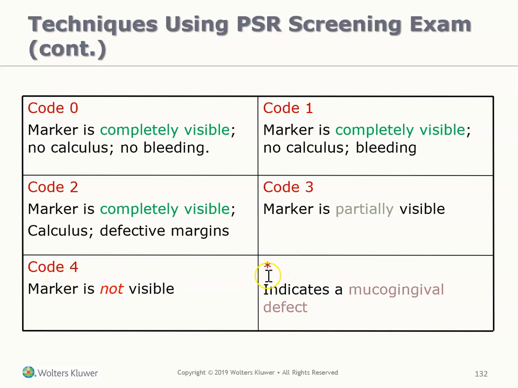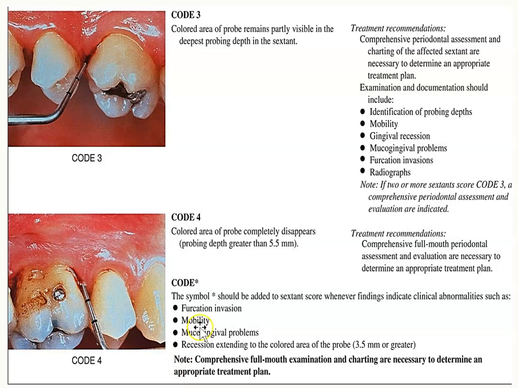When you put an asterisk, it means there's a mucogingival defect, and a mucogingival defect could be a furcation, could be mobility, could be recession that's 3.5 millimeters or greater. If those things happen, you're going to put an asterisk beside the number.